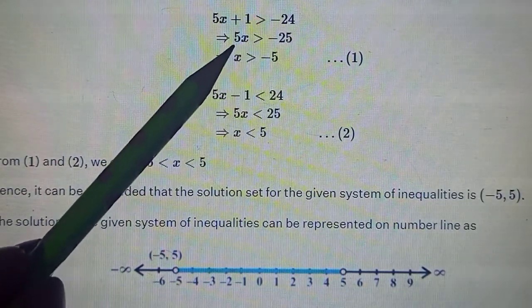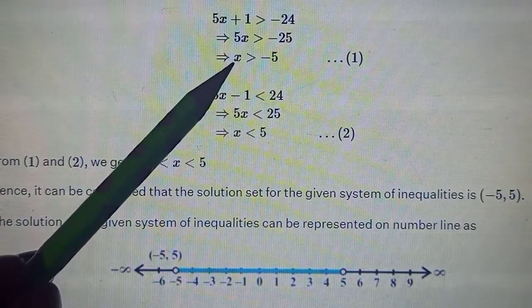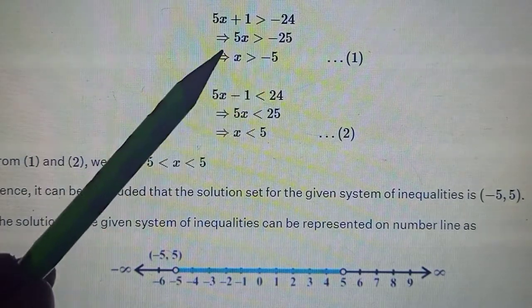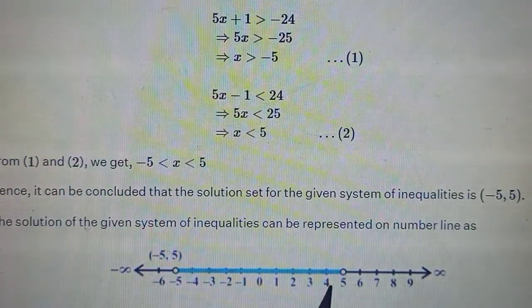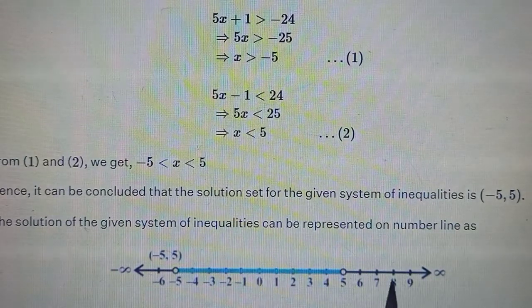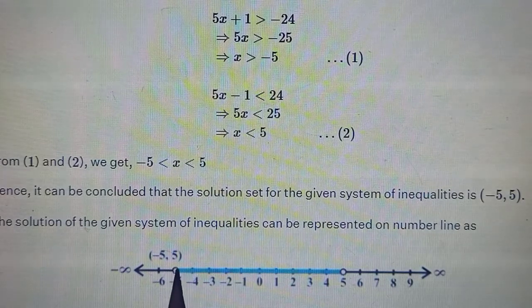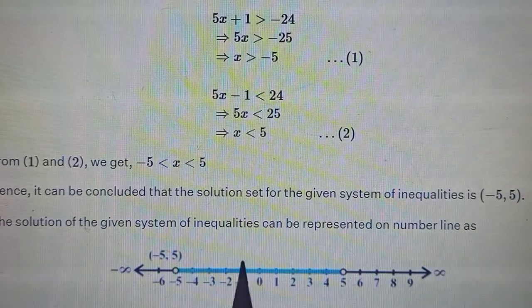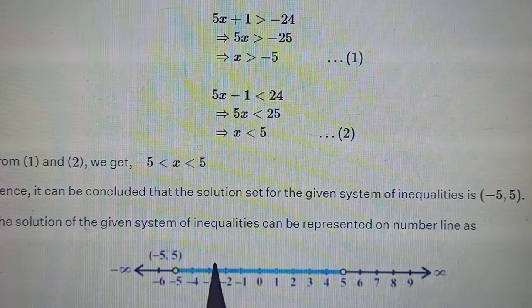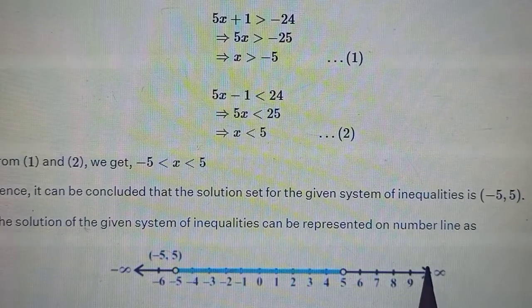So this will become minus 25, and then further we'll divide it by 5. So x is greater than minus 5, right? One solution. You can plot it out here on the number line also. Like here, this way we'll show the number line and then we'll say all x greater than minus 5. So we'll choose minus 5, and x greater than minus 5 means this portion would be shaded throughout, from here to here, this way it will go.